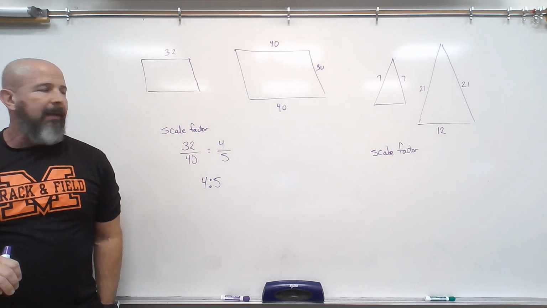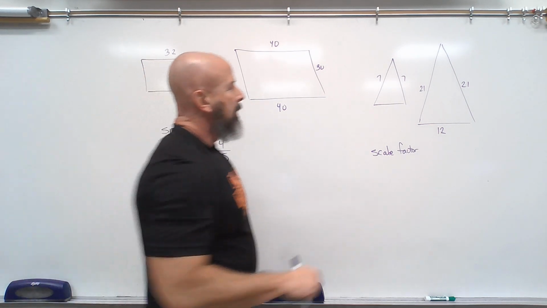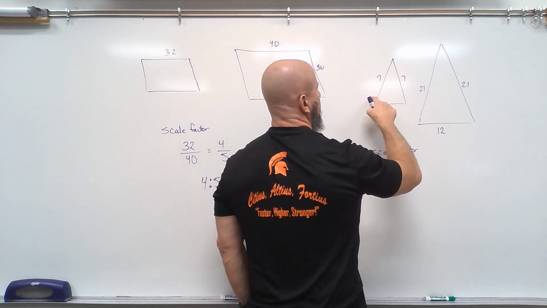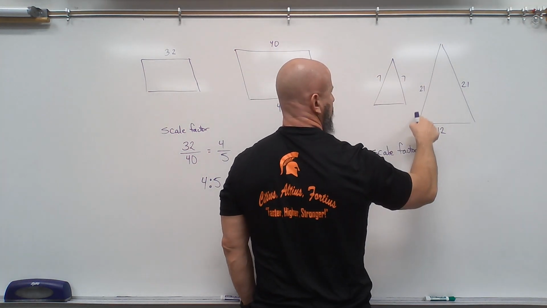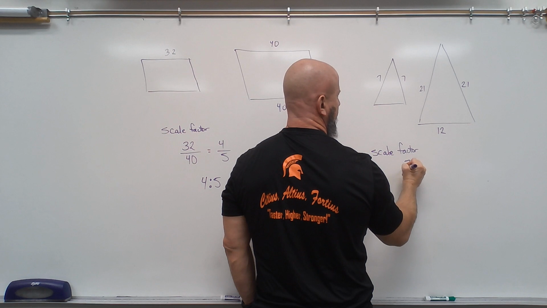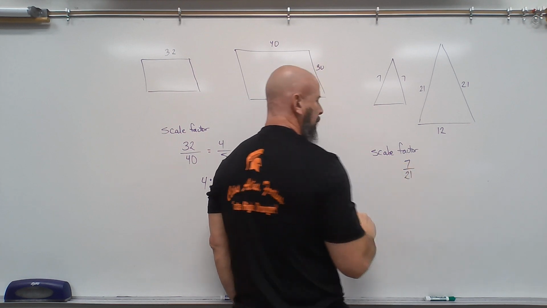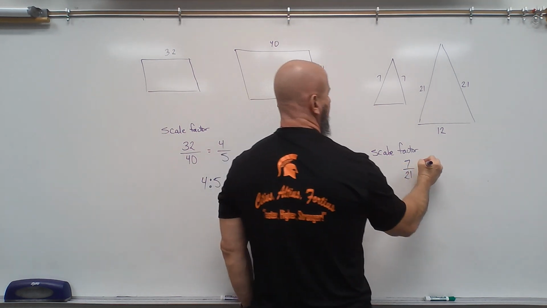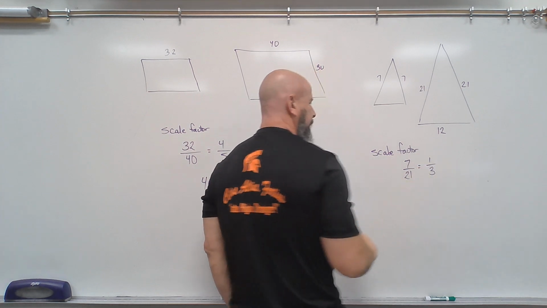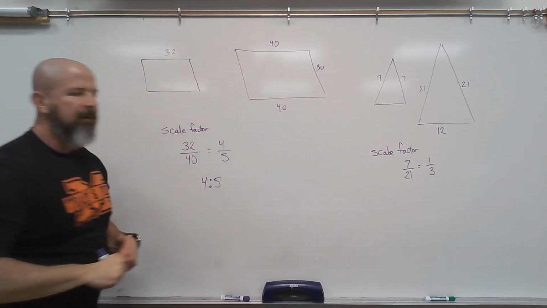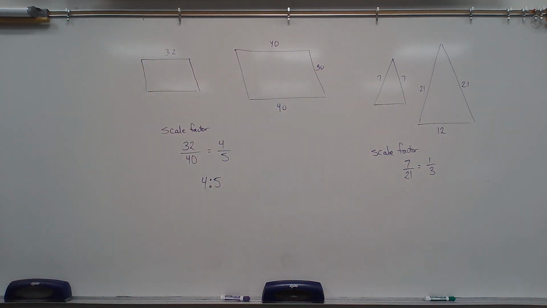I go to my second set. This 7 corresponds to the side of 21. So my scale factor would be 7/21, and that reduces to 1/3 because 7 will go into both 7 and 21. So that would give me a scale factor there of 1/3.